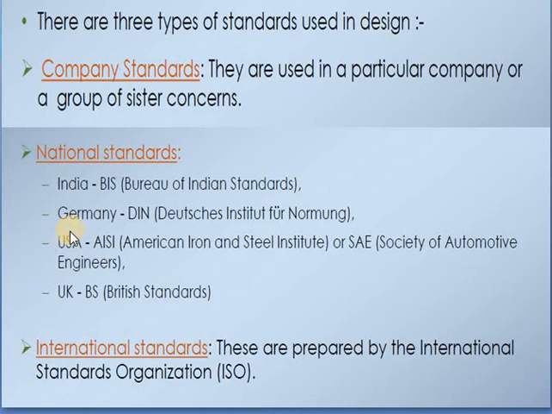So this is all defined by the BIS, which will help the industries for importing and transporting of the material, and which also helps the industries for easy assembly of the machine components. Finally, we have the third standard, that is known as the international standards. These are prepared by the International Standards Organization, known as ISO.